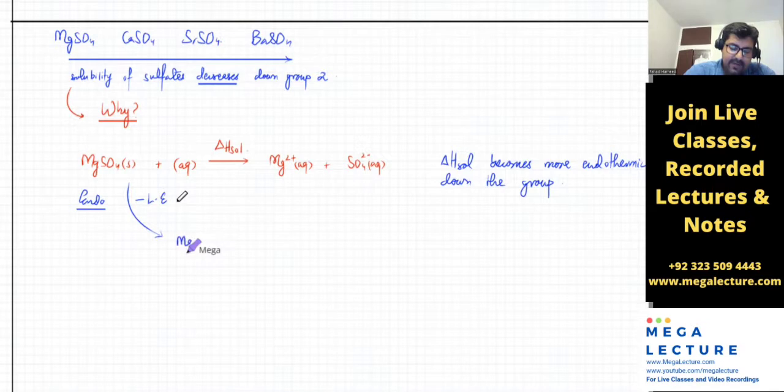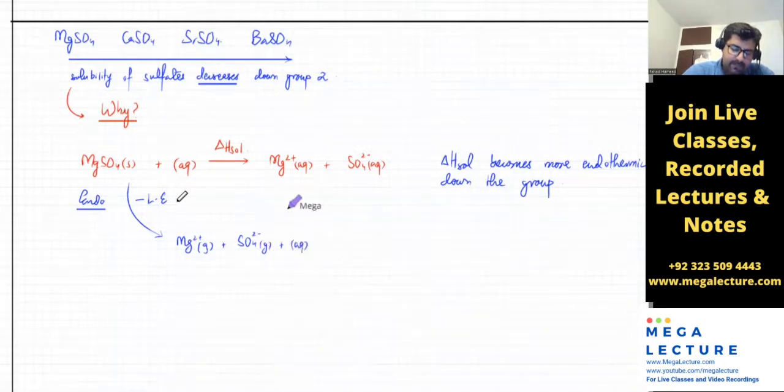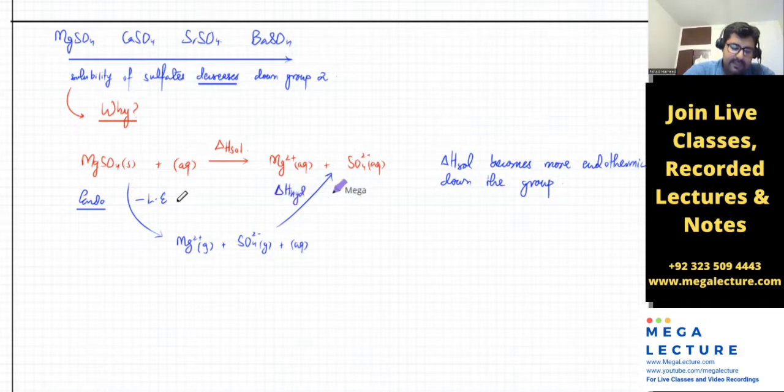Anyway, the bonds are going to break and gaseous ions are going to be produced. Once those gaseous ions are produced, they get surrounded by water and form aqueous ions. That's your enthalpy change of hydration, which is exothermic because bonds are getting formed with water molecules. So one part is endothermic, the other part is exothermic. You break the lattice, then gaseous ions turn into aqueous ions and bonds are formed.